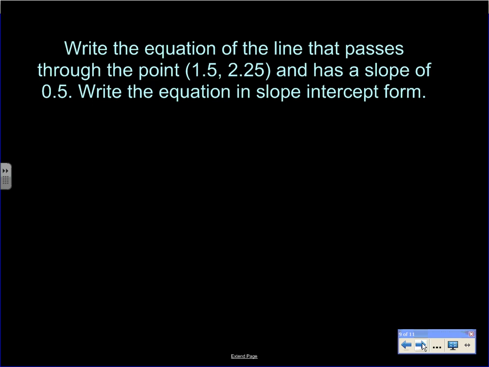This one has some decimals in it. We still work the same with decimals as we do with either fractions or whole numbers. So I think you can go ahead and work this one out and get the equation for this problem. Why don't you go ahead and pause the video and try it.